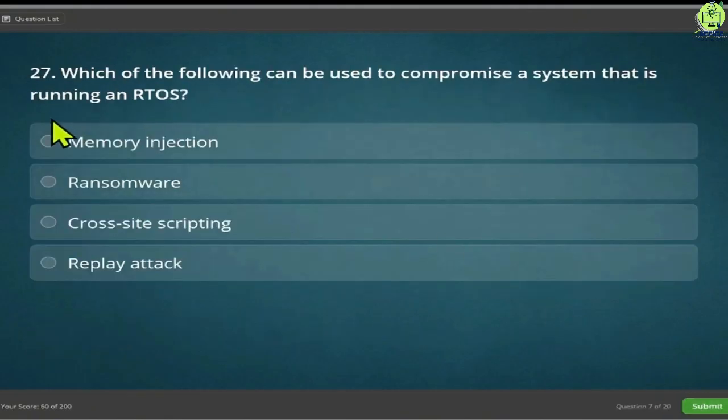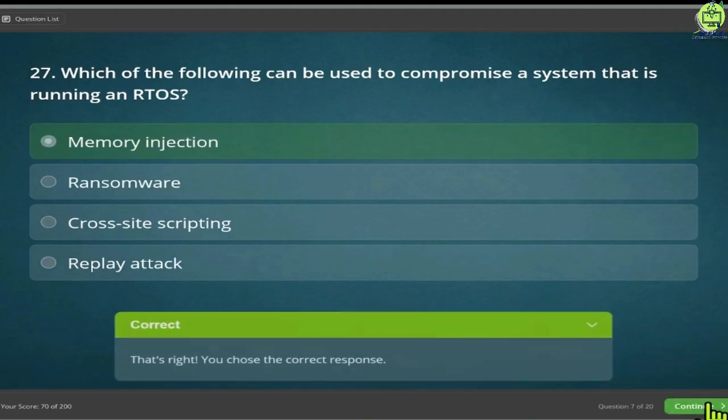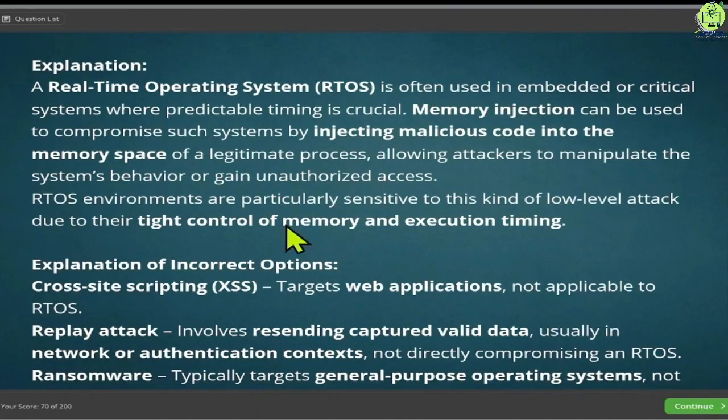Question 27 says, which of the following can be used to compromise a system that is running on an RTOS? Is it memory injection, ransomware, cross-site scripting, or replay attack? So which of them is the correct answer from your own perspective? The right answer, of course, is going to be memory injection.